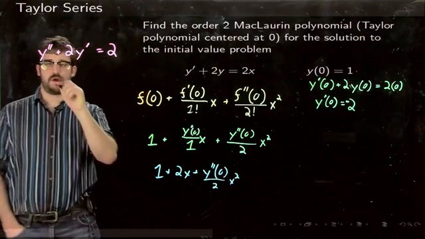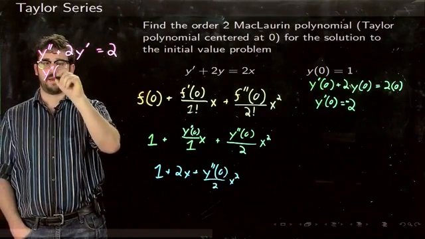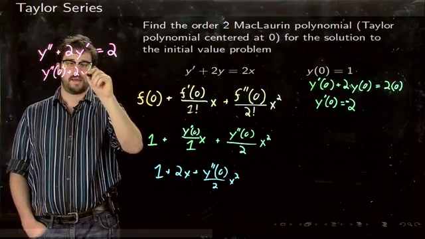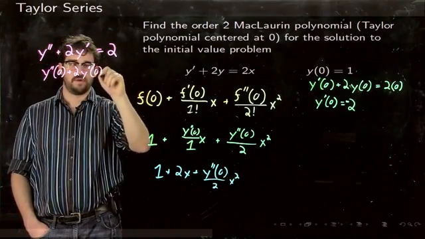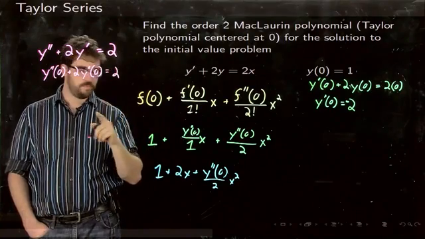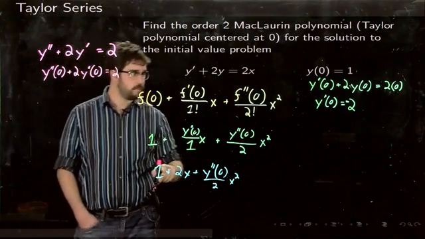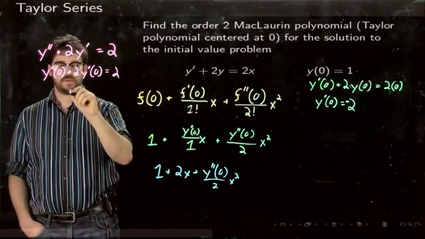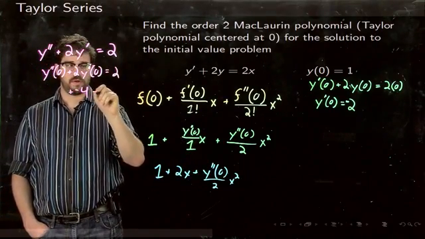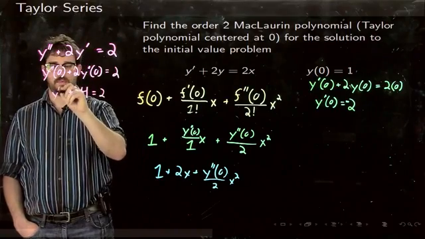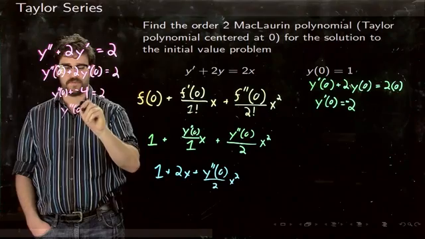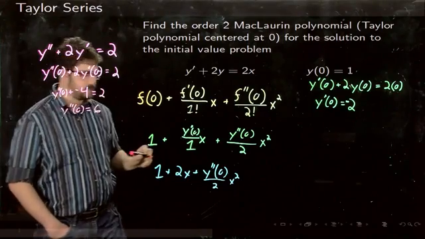So therefore, we know y double prime of 0 plus 2y prime of 0 is going to be equal to 2. Now, we know y prime at 0 is just negative 2. So we get a negative 4 equals 2 y double prime of 0. Then we solve and we say y double prime of 0 is equal to 6.